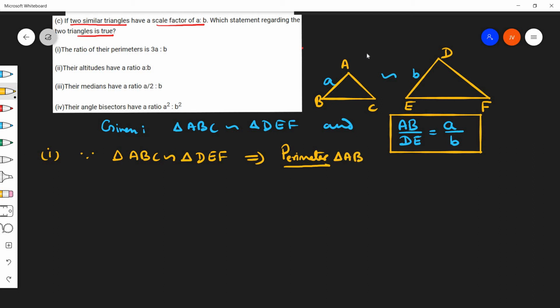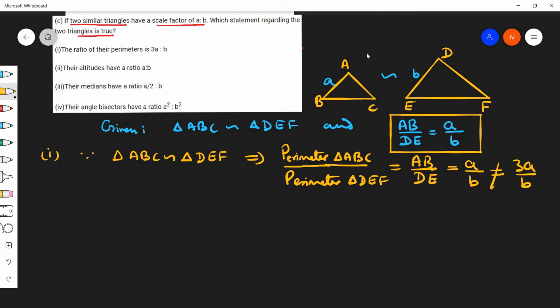of the two triangles, means perimeter of triangle ABC by perimeter of triangle DEF, is equal to the ratio of corresponding sides. If two triangles are similar, then ratio of areas is equal to ratio of squares of their corresponding sides. But if it is perimeter, it is equal to the ratio of corresponding sides. So ratio of perimeters of the two triangles is equal to A by B, not equal to 3A by B. So the first option is a wrong option. So first option is not possible.